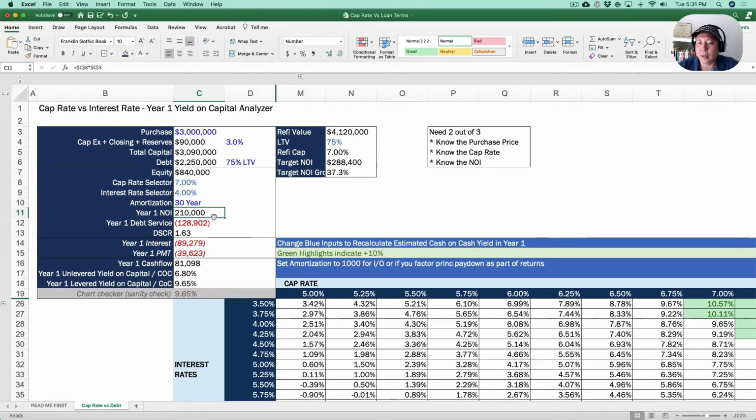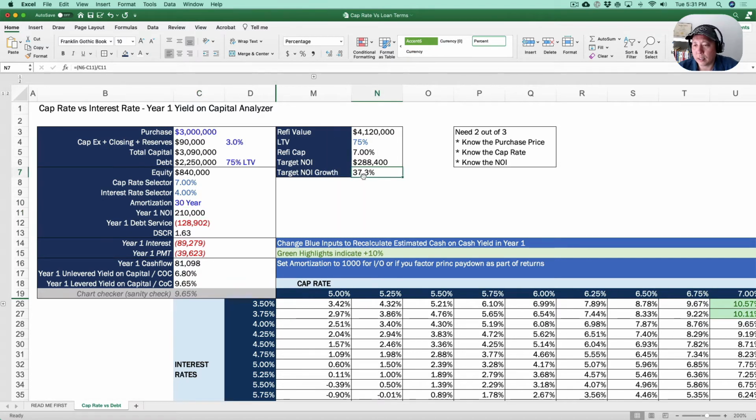So when we're doing this quick analysis of this deal and looking at all the parameters, what we know is that if we can get $210,000 in year one NOI, or the trailing 12 NOI, however the cap rate was calculated, and we can increase it to $288,000, so if we can increase by 37%, this is NOI growth, if we can get from $210,000 to $288,400 in NOI, then the value of this will be $4.12 million, and we'll be able to 100% cash out refi.